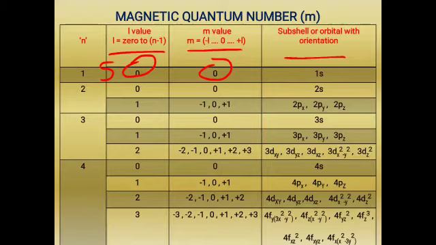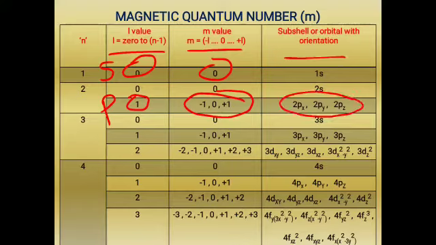What about L is equal to 1? L is equal to 1 represents the p orbital. For L is equal to 1, we get 3 values for m, which means the electrons in p orbitals are distributed in 3 different directions. They are nothing but px, py, pz. For the second orbit, it is 2px, 2py, 2pz. For the third orbit, it is 3px, 3py, 3pz. And for the fourth orbit, it is 4px, 4py, 4pz. Whatever the orbit might be, the p orbital has 3 different values. The electrons are distributed in 3 different directions.